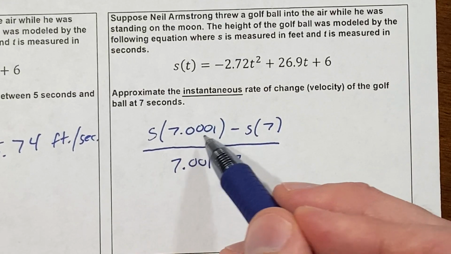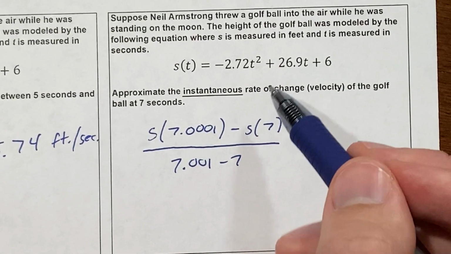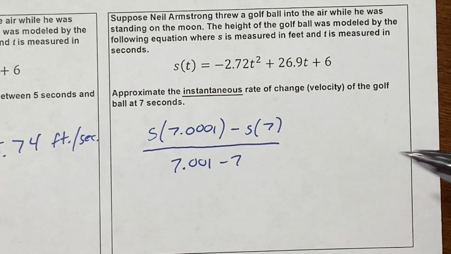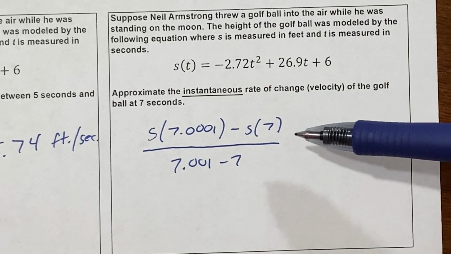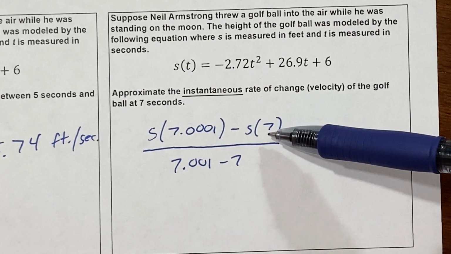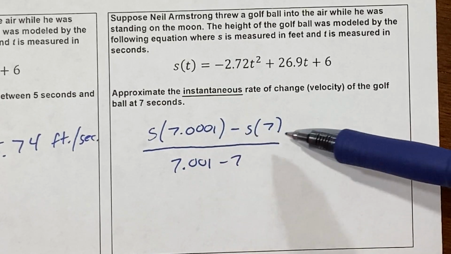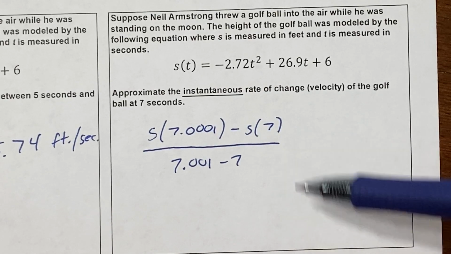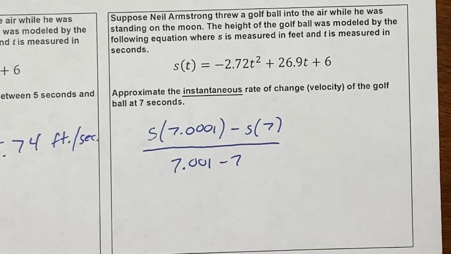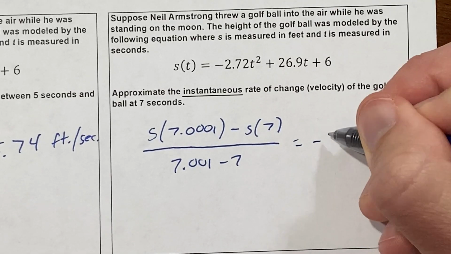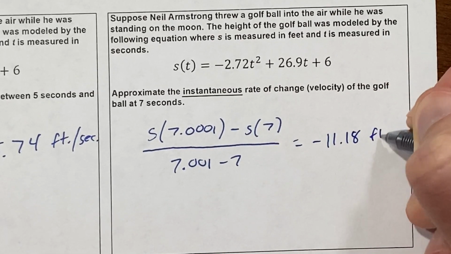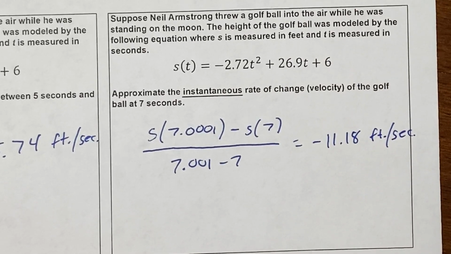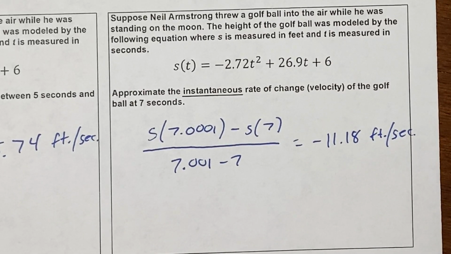So I'm going to take 7.0001 and punch it in my calculator. Pro tip here: if you punch this into your calculator, then go back and just make it 7.0000. That'll make it a little bit easier. You don't have to keep punching your calculator. Punch all that in, and you get negative 11.18 feet per second. What does that mean? That means that it's coming on the way back down.